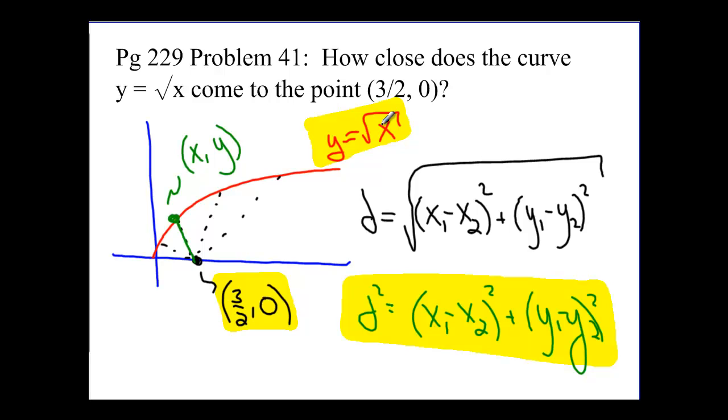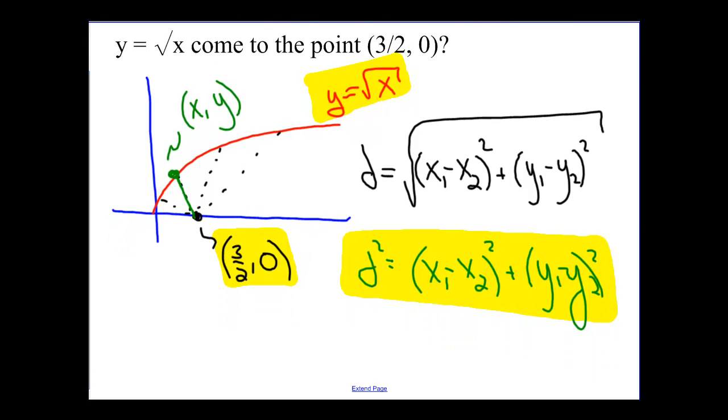So let's go ahead and take a look at what this looks like. I'm going to go ahead and call this x1 and y1. These will be our original points. Then x2 is something that we have freedom to choose, right? We can choose any x value on the curve here.